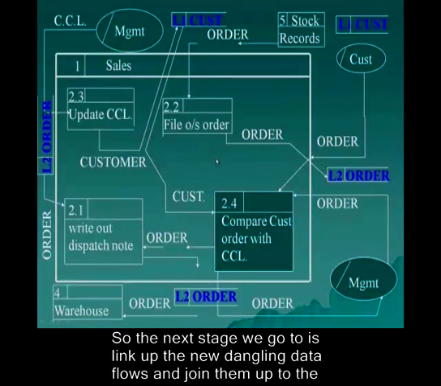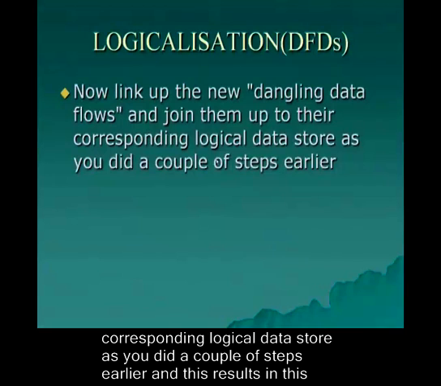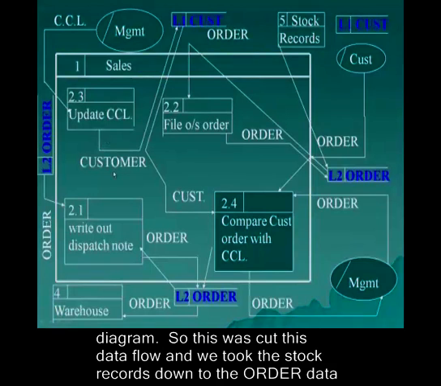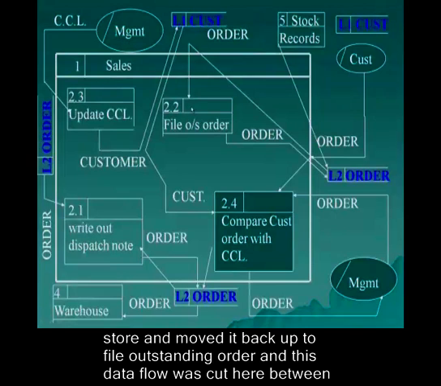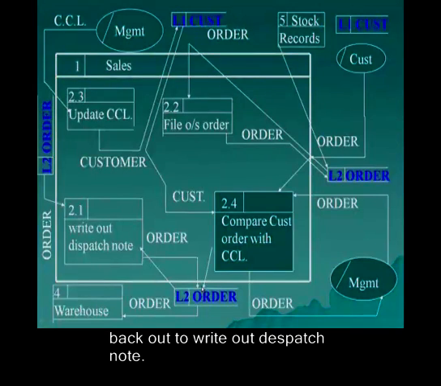And so the next stage we go to is to link up the new dangling data flows and join them up to the corresponding logical data store, as you did a couple of steps earlier, and this results in this diagram. So this data flow was cut, and we took the stock records down to the order data store and moved it back up to file outstanding order. And here this data flow was cut between 2.4 and 2.1, so it moves to the order data store and goes back out to write out dispatch note.